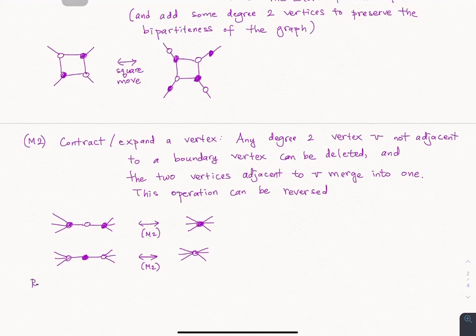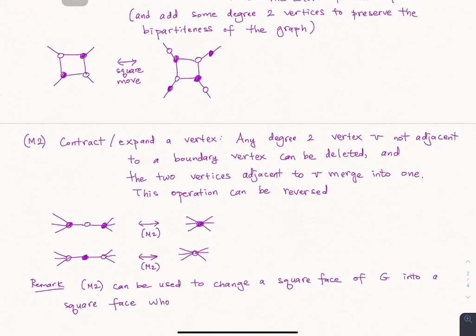So one remark about M2 is that this local move M2 can be used to change a square face of a Plabic graph G into a square face whose four vertices are degree 3. So any square face of G can be turned into a square face whose four vertices are degree 3.